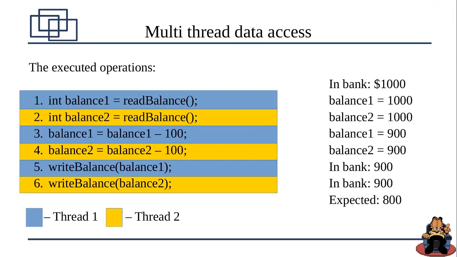Okay, now let's look at the same example, but let's assume that there are two threads running concurrently. The blue is thread 1, yellow is thread 2.